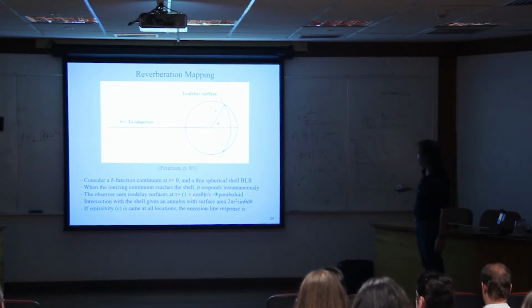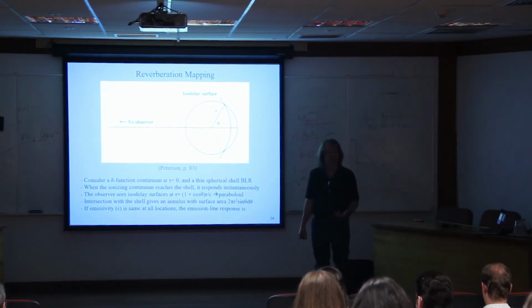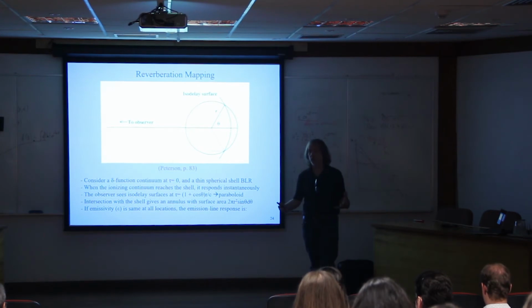Okay, so you have the time delay plus this 1 plus cosine theta. So it becomes a paraboloid, and the intersection with the shell gives you an annulus for the surface area of this particular form. And if the emissivity is the same at all locations, you can get an emission line response function. So you're waiting to see how the emission lines will respond.